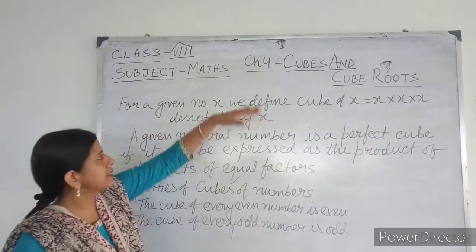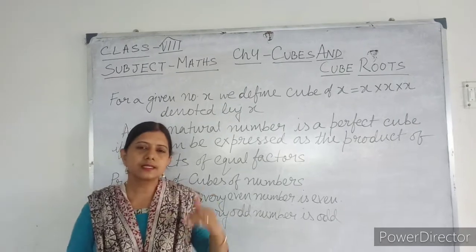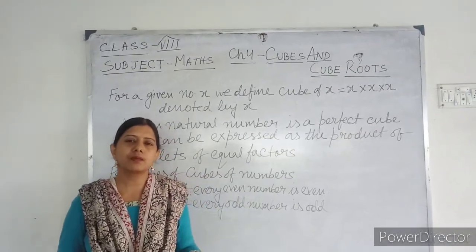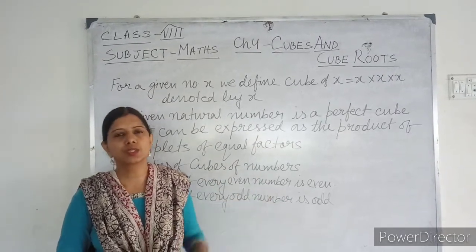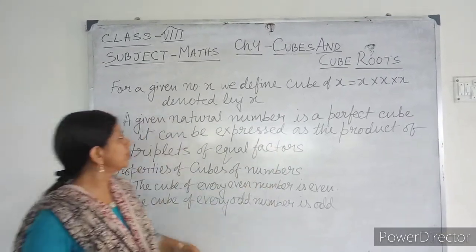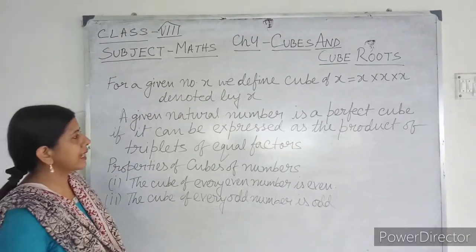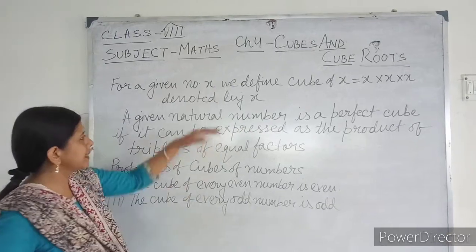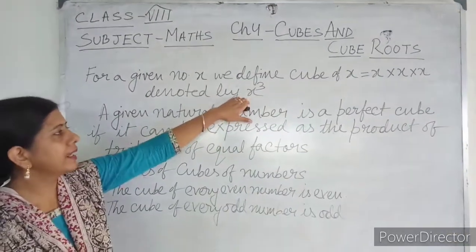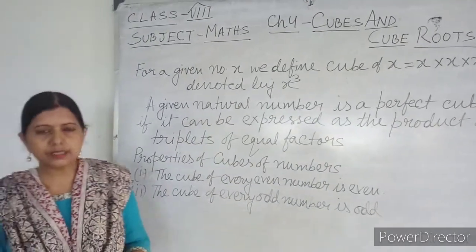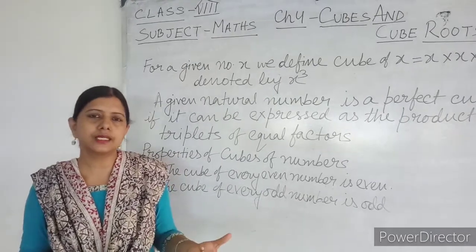Today, my topic is cubes and cube root, that is there in chapter 4. This is a very easy chapter, or maybe some of you have already completed it. Then also I want to discuss this through this video. Now what is a cube? For a given number x, we define the cube of a number as x into x into x, and that is denoted by x cube. That means a number is multiplied with itself 2 times. That is cube, nothing else.